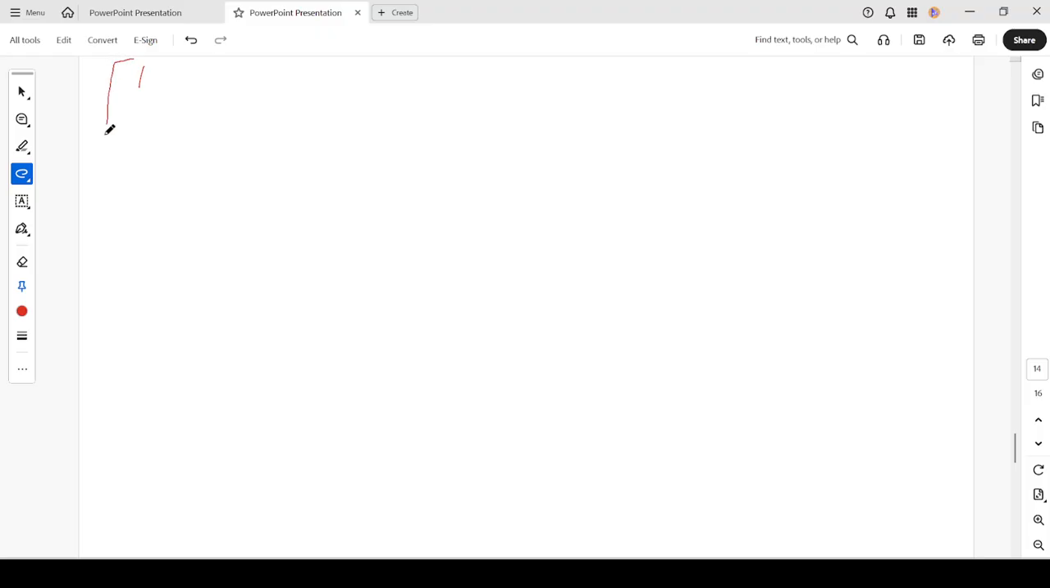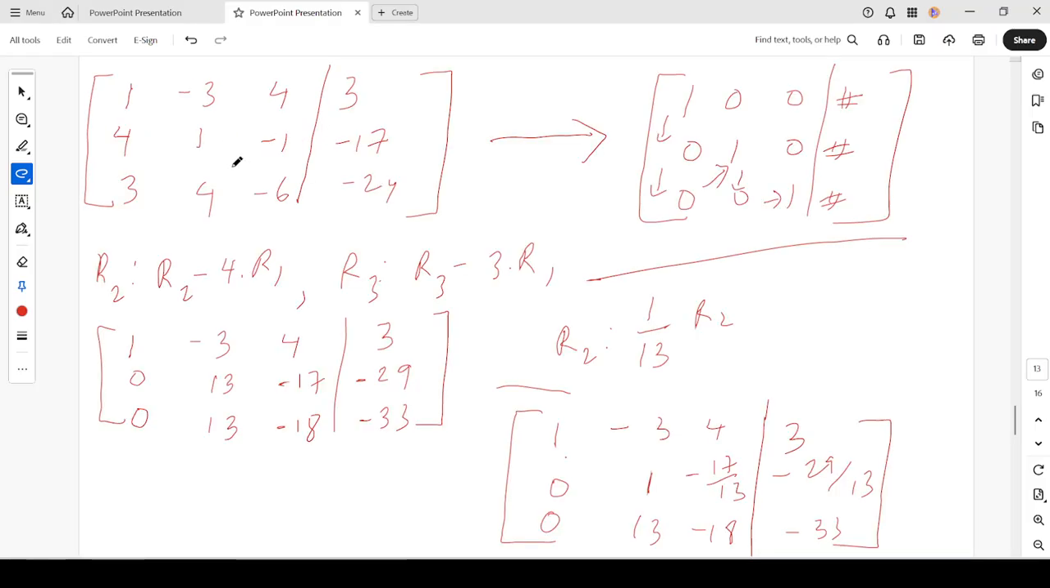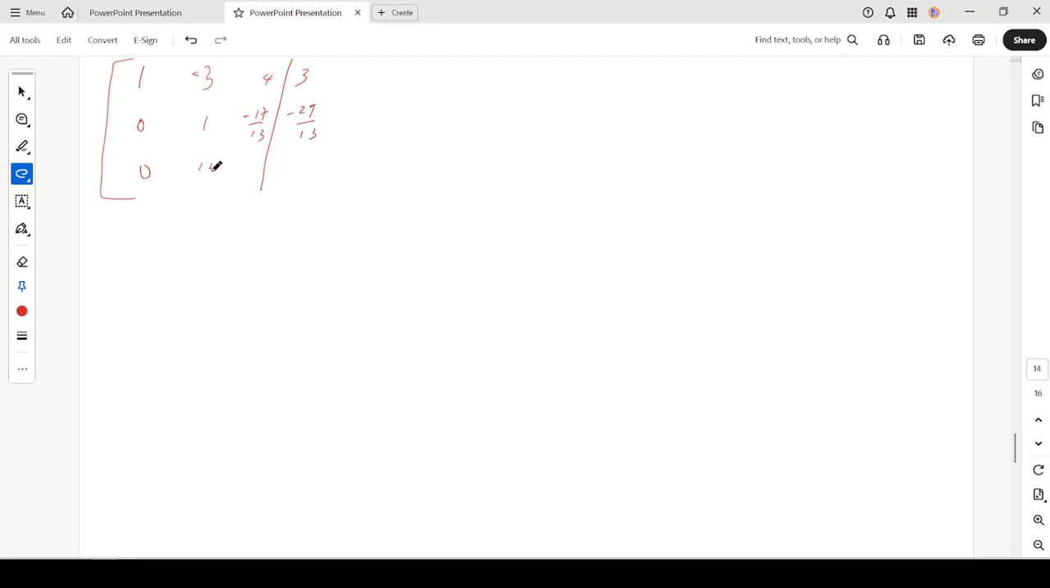1, 3, 1, negative 3, 4, and on the other side you have 3, 0, 1, negative 17 over 13, and negative 29 over 13, 0, 13, negative 18, sorry, and negative 33. So this is the one. After making this 1, make it 0.